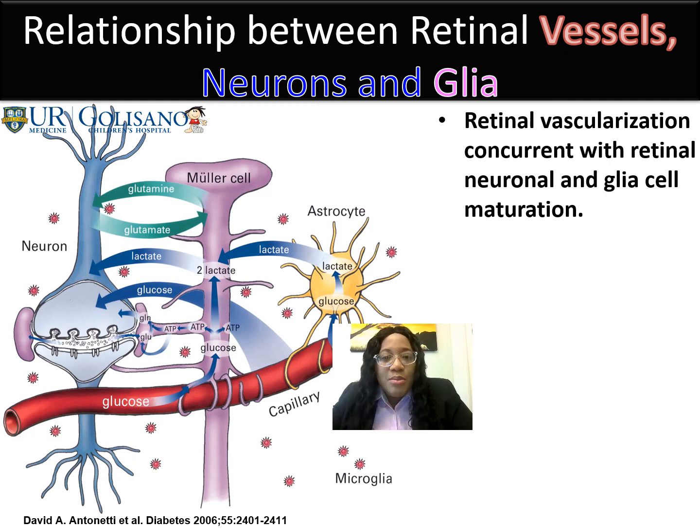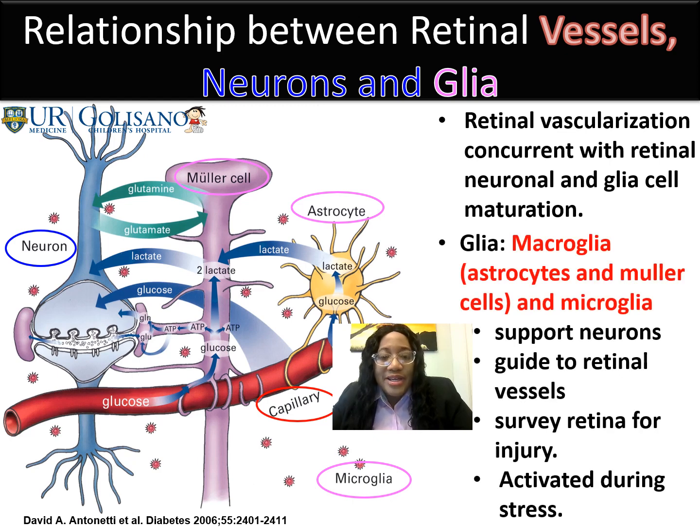Retinal vessels develop concurrently with maturation of the retinal neurons and glial cells. I love this figure because it shows the intricate relationship between retinal neurons, capillaries, and glial cells. Retinal microglia and macroglia, which consist of astrocytes and Mueller cells, provide a supporting network of retinal neurons and serve as a scaffolding guide to developing retinal vessels. They also survey the retina for potential injury or infection.